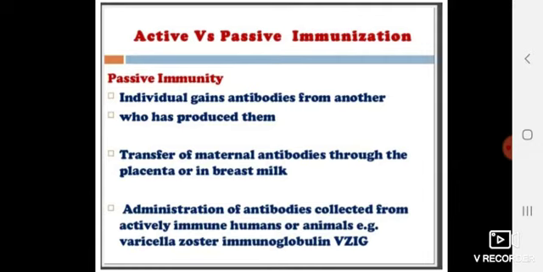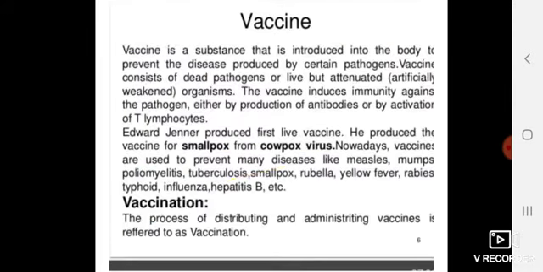That is the administration of antibodies collected from actively immune humans or animals. An example is varicella zoster immunoglobulin. Then we'll see another term. What is a vaccine? A vaccine is a substance that is introduced in the body to prevent the disease produced by certain pathogens.